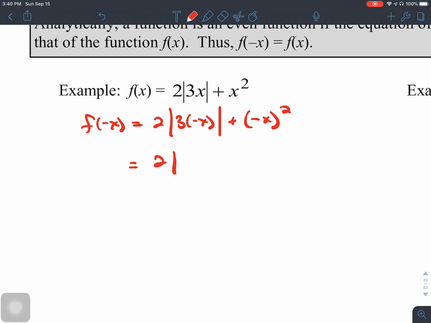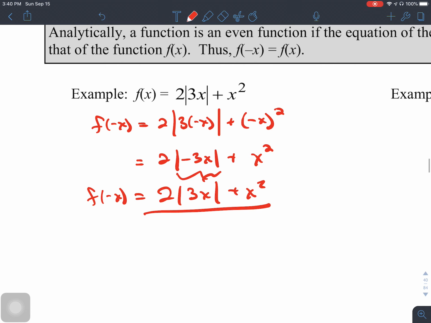Simplifying. What's a 3 times a negative x? Well, that's a negative 3x. What's a negative x squared? Well, that's a positive x squared. A negative 3x, absolute value of that is going to be a positive 3x. 2 times a positive 3x. You know what? Let me stop right there. Getting ahead of myself. I apologize. Would we agree that this is going to become positive? That's equivalent to me saying 2 times the absolute value of a positive 3x plus x squared. I think we would agree.